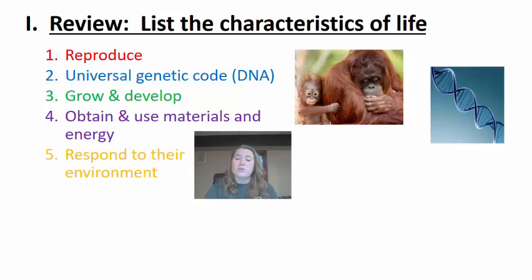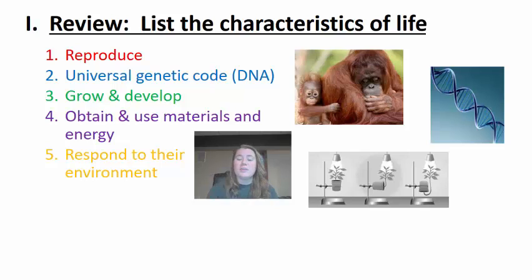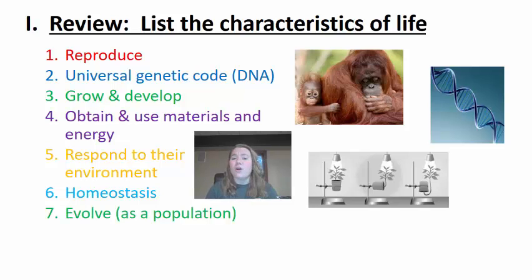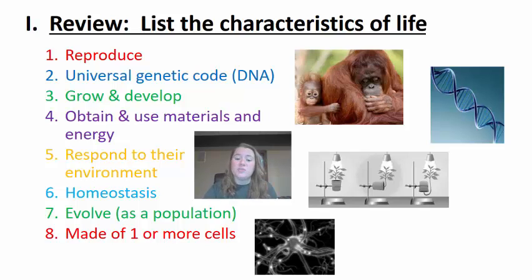Living things also respond to the environment. So if you think about a plant, it tends to grow towards the sunlight and tries to access more of that light. Living things are also able to maintain what's called homeostasis, or keeping their internal conditions pretty constant throughout their life. They also evolve as a population. So over time, the population might start to shift to look more like some type of beneficial trait based off of whatever pressure is happening in the environment. And finally, all living things are made of one or more cells. And that's why we're focused on that in this unit.